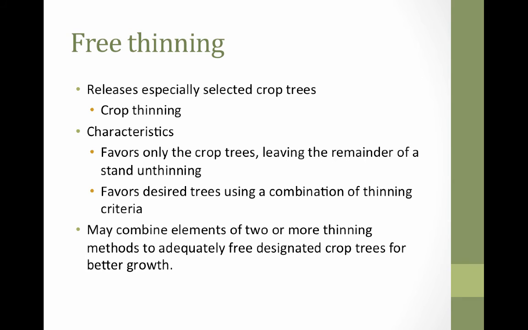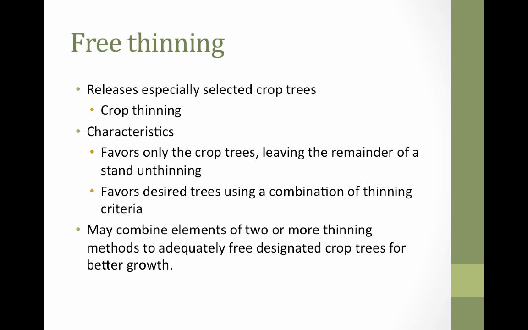And this, you can favor desired species using a combination of thinning criteria. So you can use a combination of maybe a low thinning combined with thinning from above combined with thinning from below. So this free thinning just gives you this flexibility to really focus in on those crop trees, those trees that you're interested in. So it may combine elements of 2 or more thinning methods to adequately free designated crop trees for better growth.